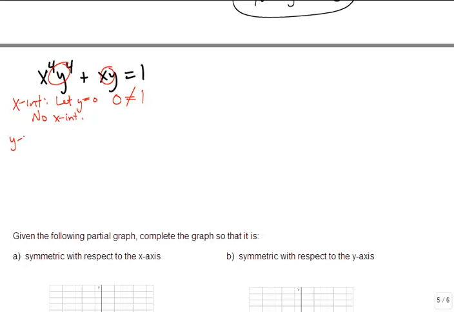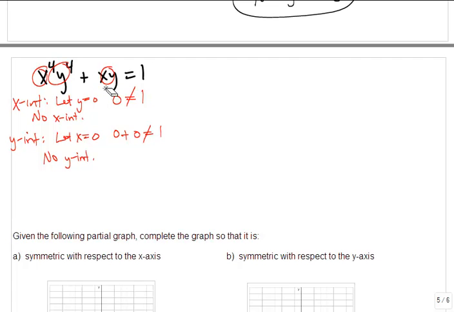Let's try it for the y-intercepts. So this time we're going to let the x go to 0 here and the x go to 0 here. So we're going to get 0 plus 0 again. Does that equal 1? No. So we get no y-intercepts. So this one, because you get 0 equals 1 no matter which variable you substitute in 0 for, it has no intercepts at all. It never touches the x-axis, it never touches the y-axis. Let's look at symmetry. Let me see if I can erase some of my circles here.